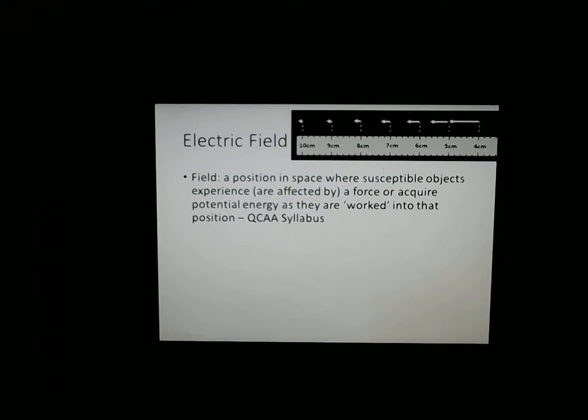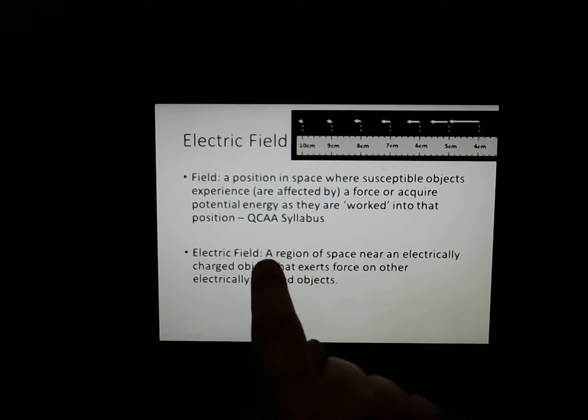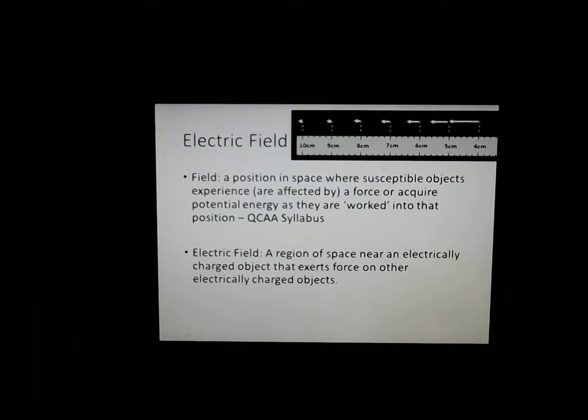Right? And a force, a push or a pull, or it can acquire a potential energy as we do some work to it, and that will matter for our next topic 6.3 when we look at equipotential and work. So, electric field, and this definition goes on a little bit longer with different types of fields, but here's the definition for an electric field. A region of space, okay, so we're talking about the whole area versus just a single position, near an electrically charged object that exerts forces on other electrically charged objects, and that's that susceptible object.